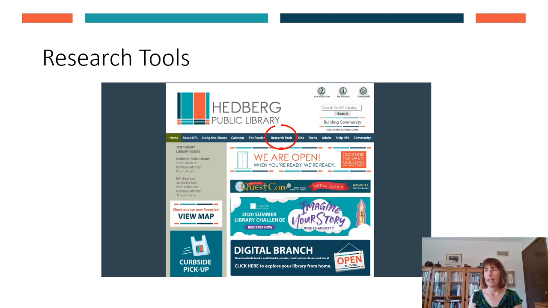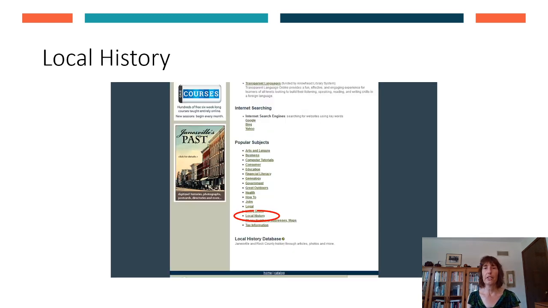I mentioned the Obituary Index for the Janesville Gazette. That is listed on our local history page. In order to find our local history page, we'll go back to our homepage, or actually any page. And up at the top of the page, there's that same Research Tools button. Go ahead and click Research Tools. That button is actually available from all pages on our website.